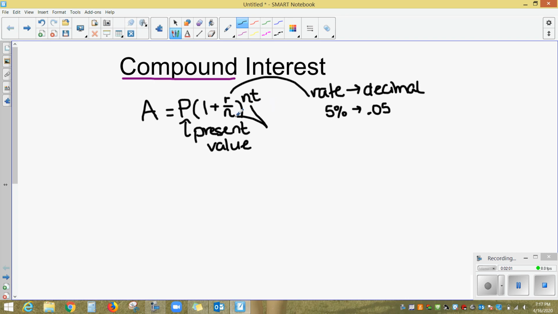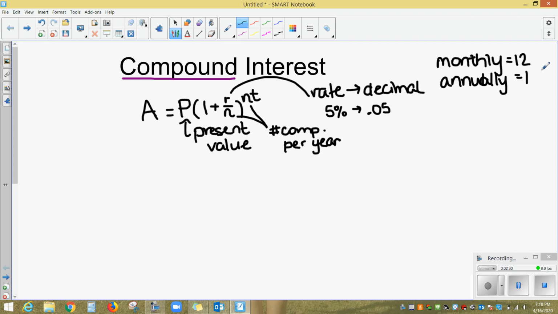Okay, the N that shows up in the denominator here and up above, that is the number of compounds per year. And so if we are told that our interest is compounded monthly, monthly means 12 times in a year. Okay, maybe it says annually. That means only one time each year. Maybe I get quarterly bank statements at my bank. Quarterly means 4 times per year. So those are our values for N.